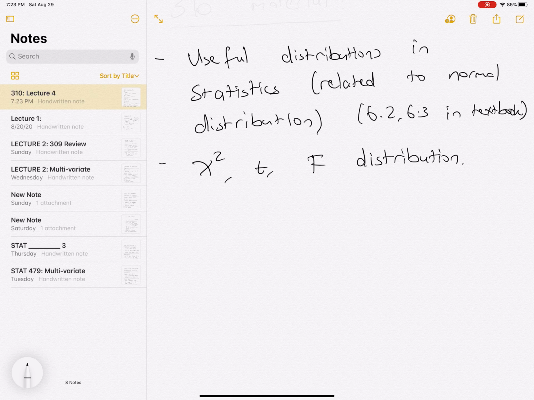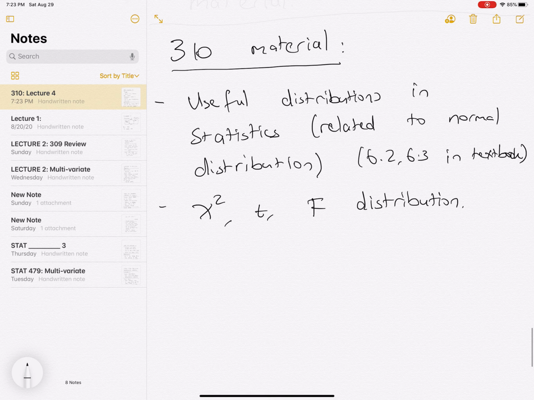Okay, so to begin the new material, we've learnt nine distributions from 309 that will be touched on throughout this course. But there are actually an additional set of distributions, in particular 3 new distributions, which are going to be very relevant for 310, for statistics in particular. These are covered in 6.2 and 6.3 in the textbook, and we're going to see them pretty early on in the course, as early as chapter 7. These are the chi-squared, the t, and the F distributions.